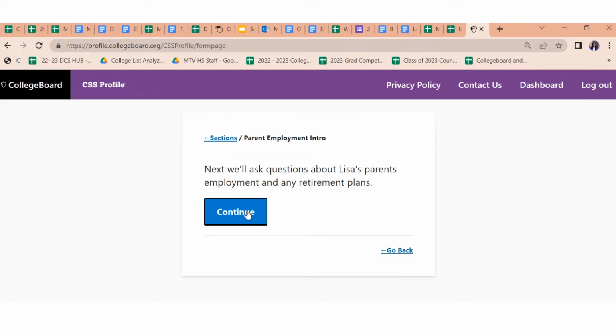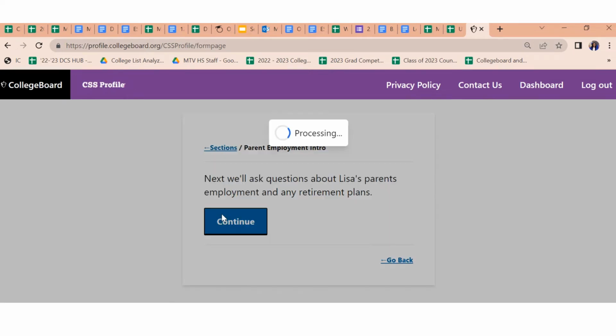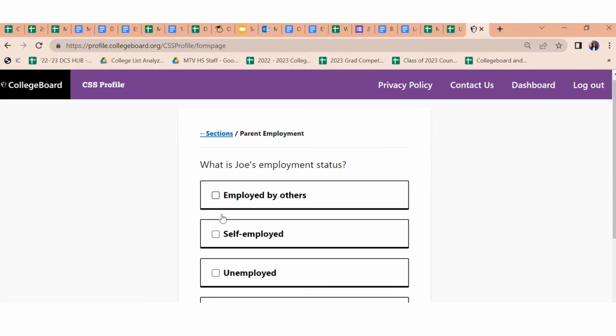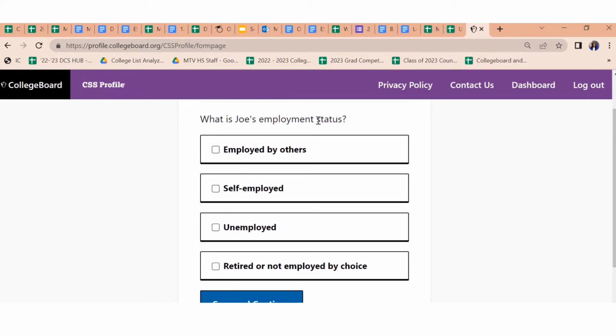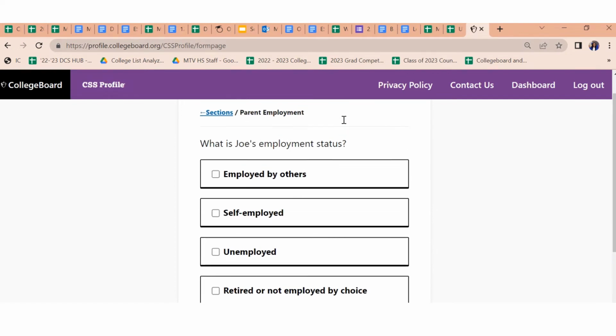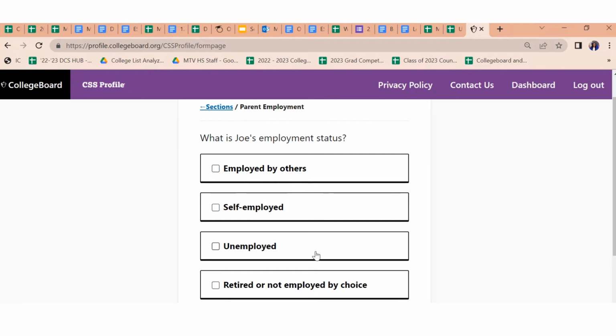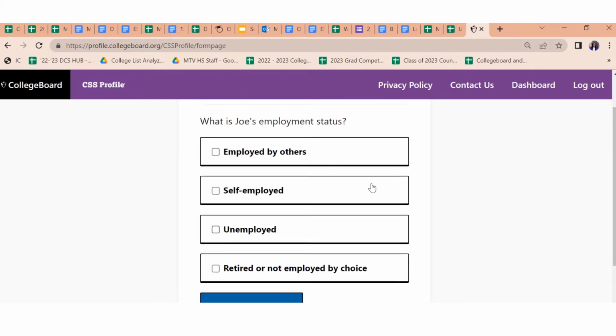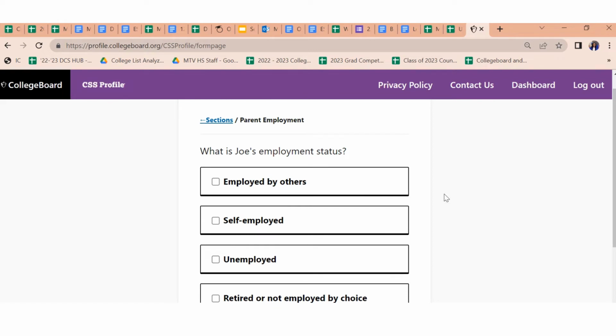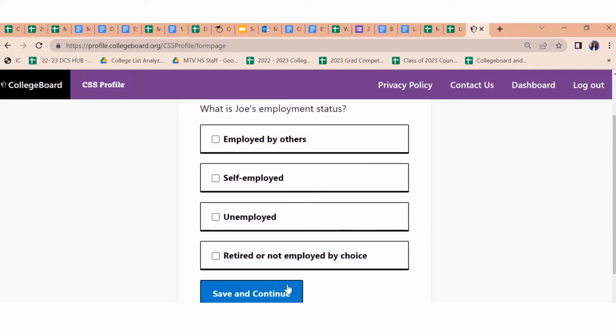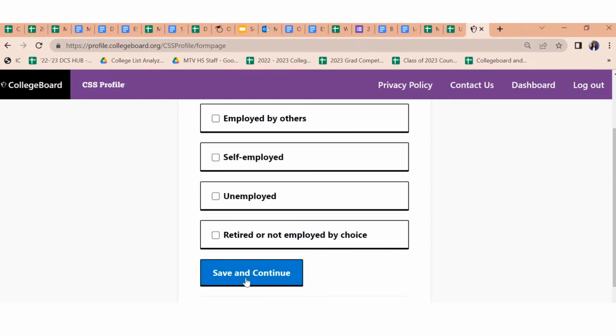More parent employment information. And this is going to ask about retirement plans as well. So this is a little bit different than FAFSA and asks some more detailed information than FAFSA does. You will see that this question is not required, so you can skip it. Employed by others, self-employed, unemployed. It is recommended that anything that is not required, you can skip. So go ahead and select Save and Continue.